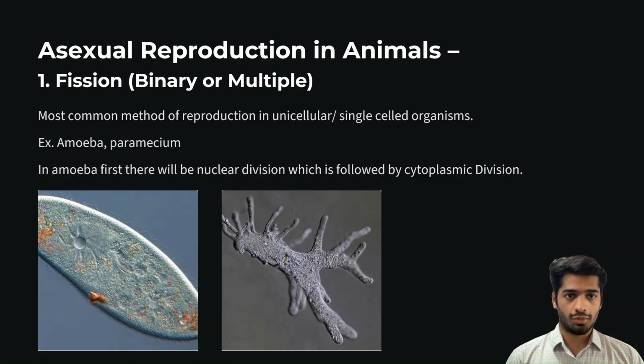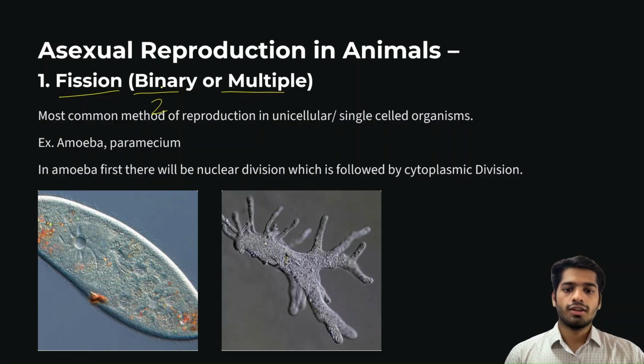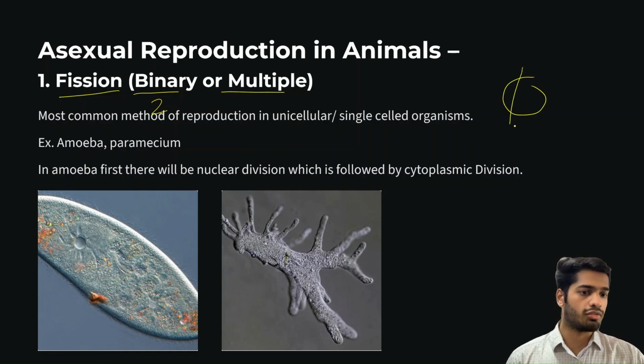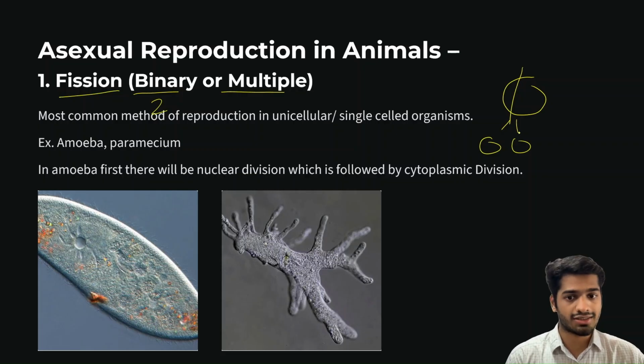Now the next topic is the different types of asexual reproduction with a single parent. The first type of asexual reproduction is binary fission or multiple fission. See, fission means to separate. Binary means two, and multiple means more than two. So binary fission means a single cell is going to divide, or split its body, into two cells. From a single body, we got two new cells. This is known as binary fission.